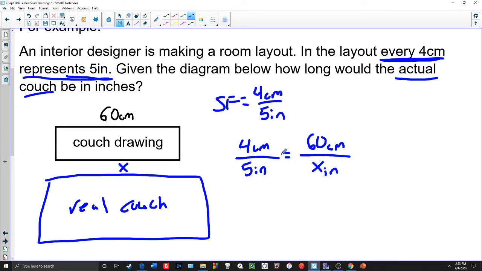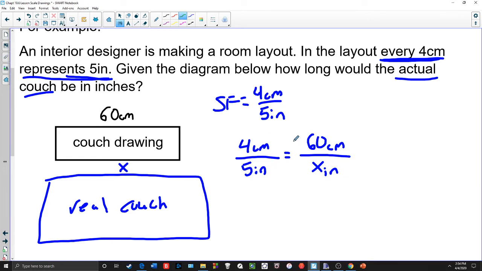So this would be my scale factor setup. Again, everything agrees. Centimeters to inch, drawing to actual: 4 centimeter drawing, 5 inches actual. 60 centimeter drawing, how many inches actual? That's what I'm basically trying to figure out here. So now you would cross multiply, and once again, some of you are probably saying, well, your units still don't agree. Don't your units all have to agree? Not necessarily if they cancel out. And here's what I mean by that.